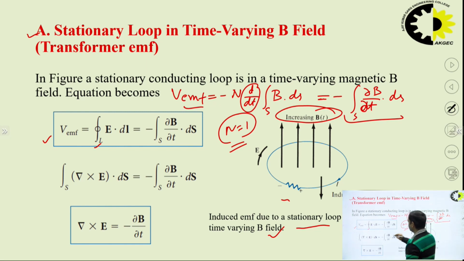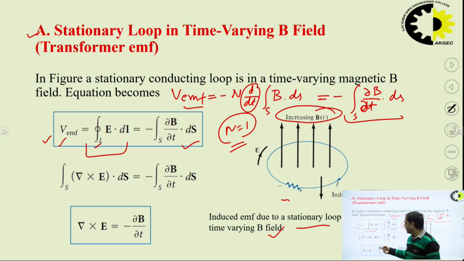Here we can write V EMF is equal to this one, and we are aware from electrostatics that the change in voltage, or the voltage difference, is equal to the closed path integral of E dot dl. I suggest you go to the previous lectures to understand this concept, as I have already discussed it for the closed path. In that case the voltage will be equal to E dot dl with the closed path.